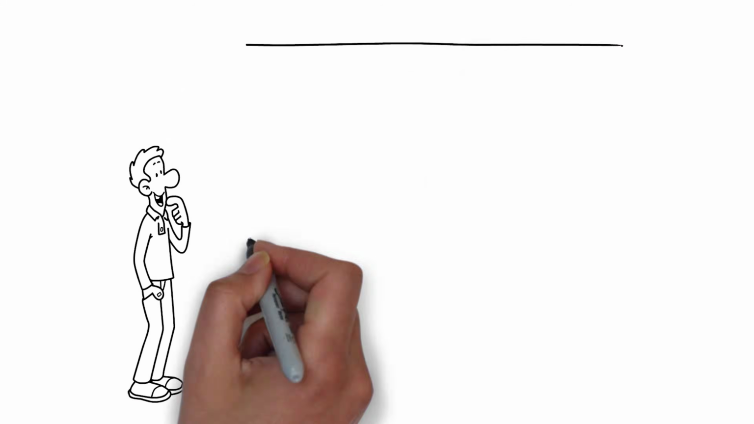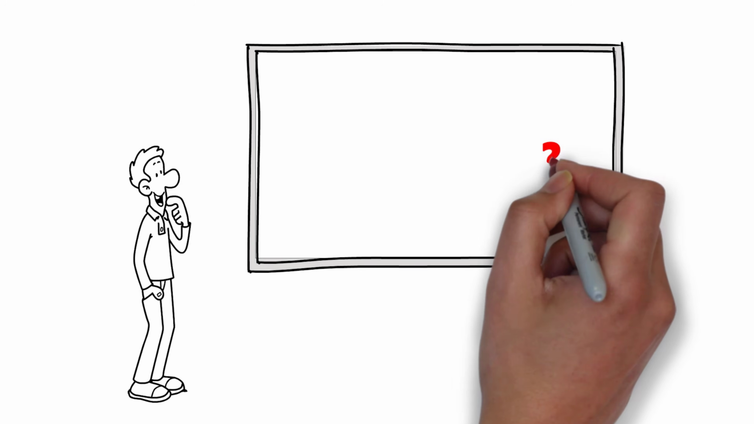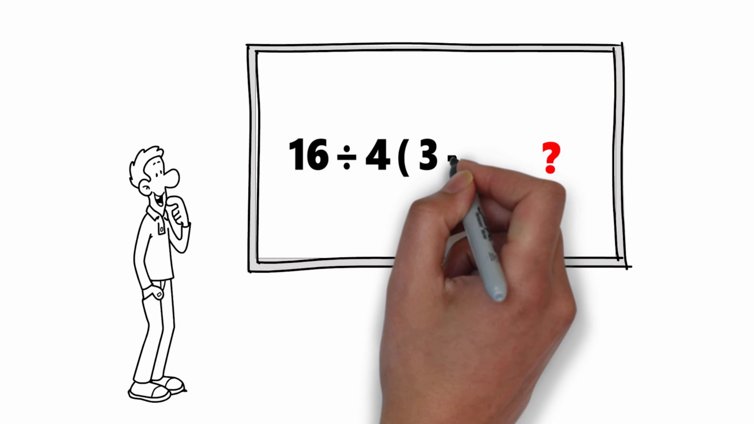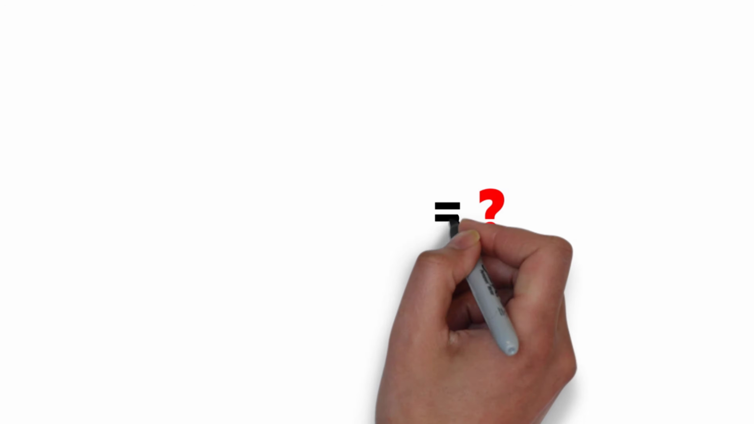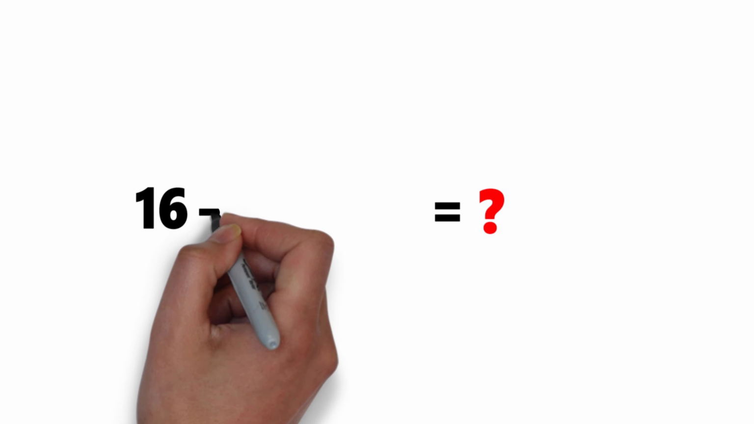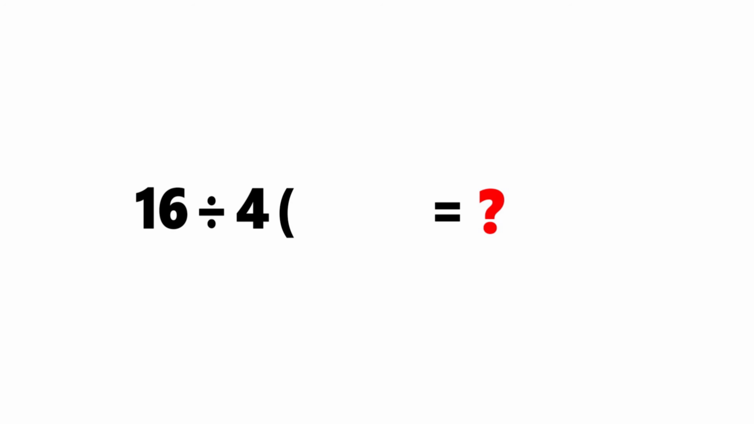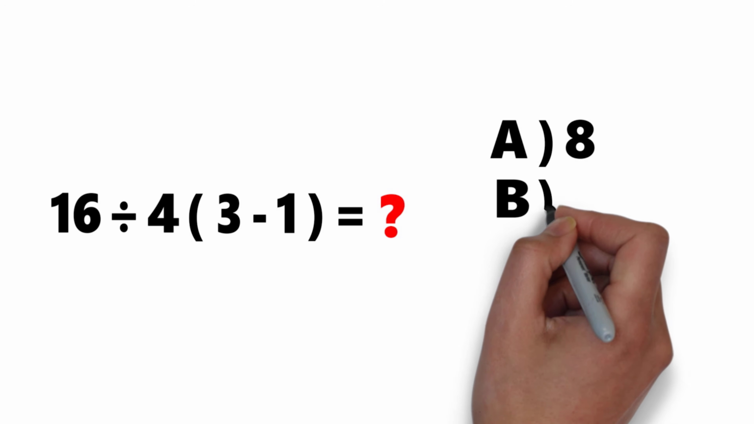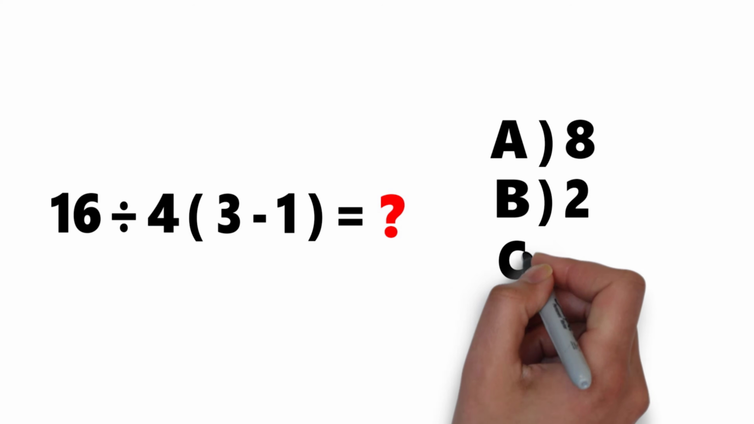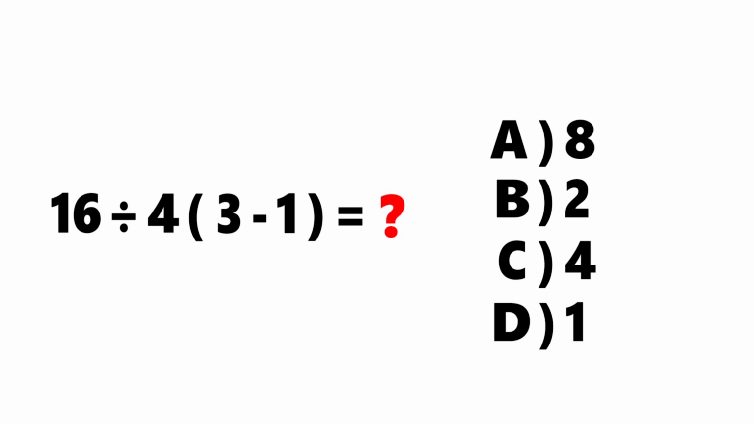Here's one of my favorite questions because it's easy to understand but might be challenging to solve. You need to calculate question mark and you're presented with the expression. You need to calculate question mark and on the other side of the expression you have 16 divided by 4 and multiplied on the value in parentheses 3 minus 1. You have 4 different choices to choose from. Choice A, 8. Choice B, 2. Choice C, 4. And choice D, 1.